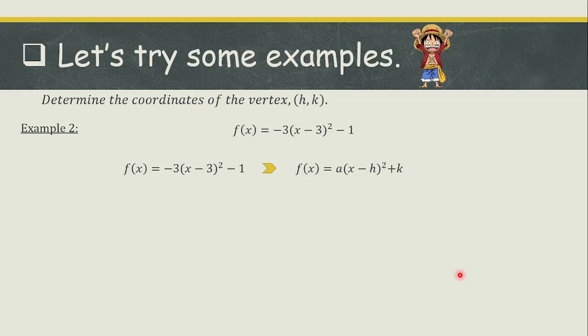So again, the given is f of x is equals to negative 3 times x minus 3 squared minus 1. So compare natin siya sa original format ng vertex form. So f of x equals to a times x minus h squared plus k. So yung kasama ni x sa loob ng parentheses is yung value ni h. So x minus 3, so i-pen ko lang.